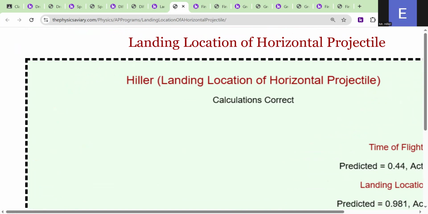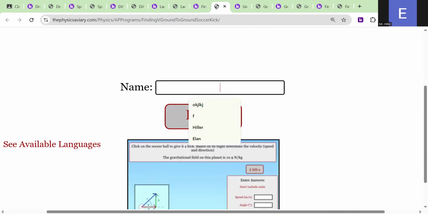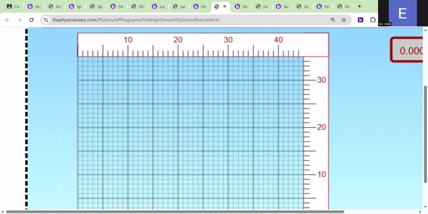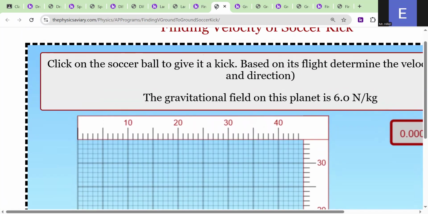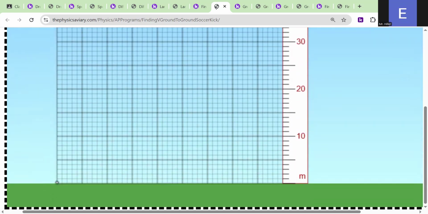Now, questions 5, 6, 7, and 8 are all angle projectile motion problems. Let's see the difference with angle projectile motion. There's only one extra thing we have to do. Let's see what that is. Finding velocity of a soccer kick. All right, so this one has a soccer ball at the bottom edge there. Click on the soccer ball to give it a kick. Based on its flight, determine the velocity, speed, and direction.